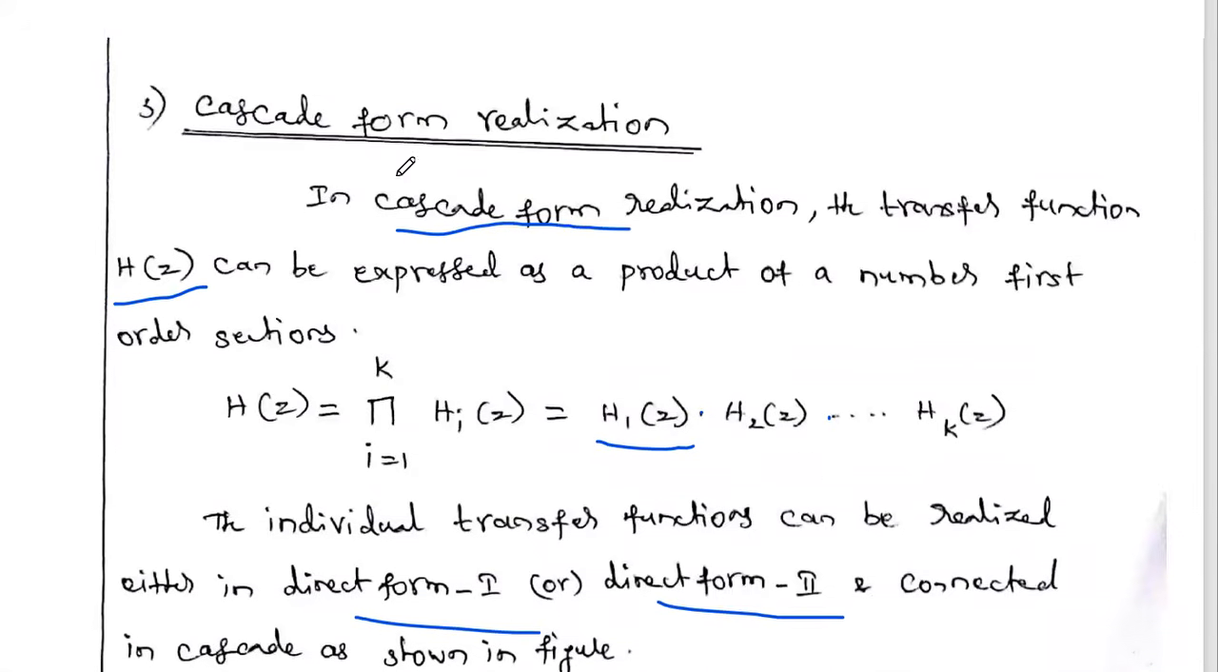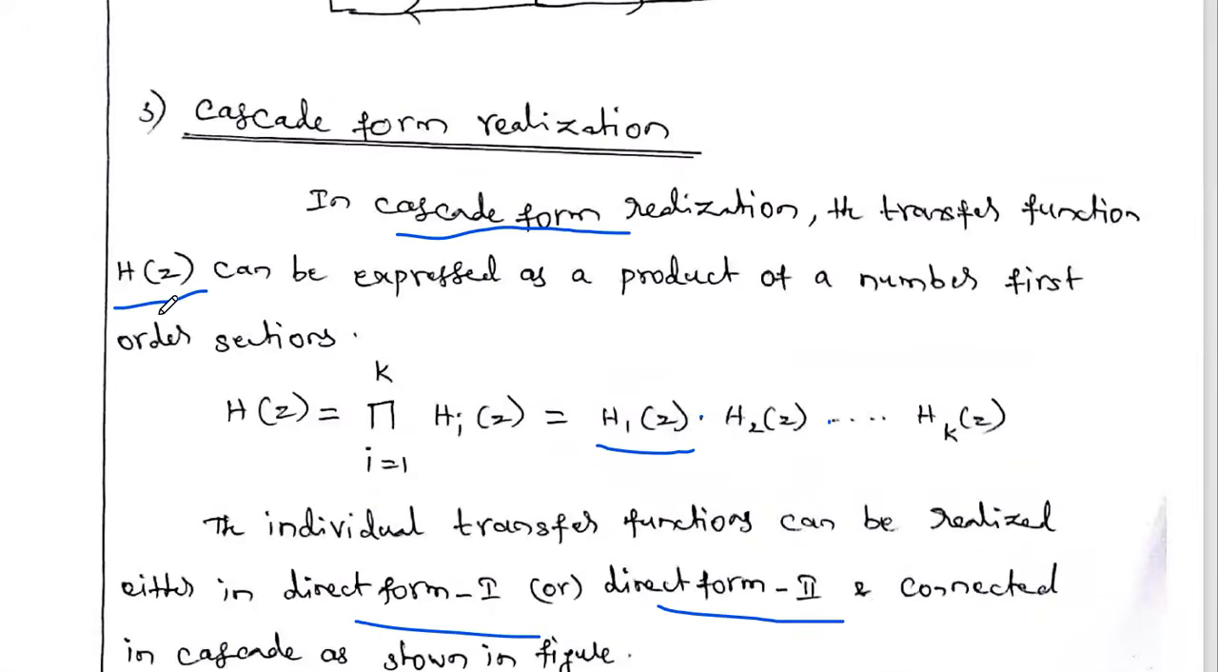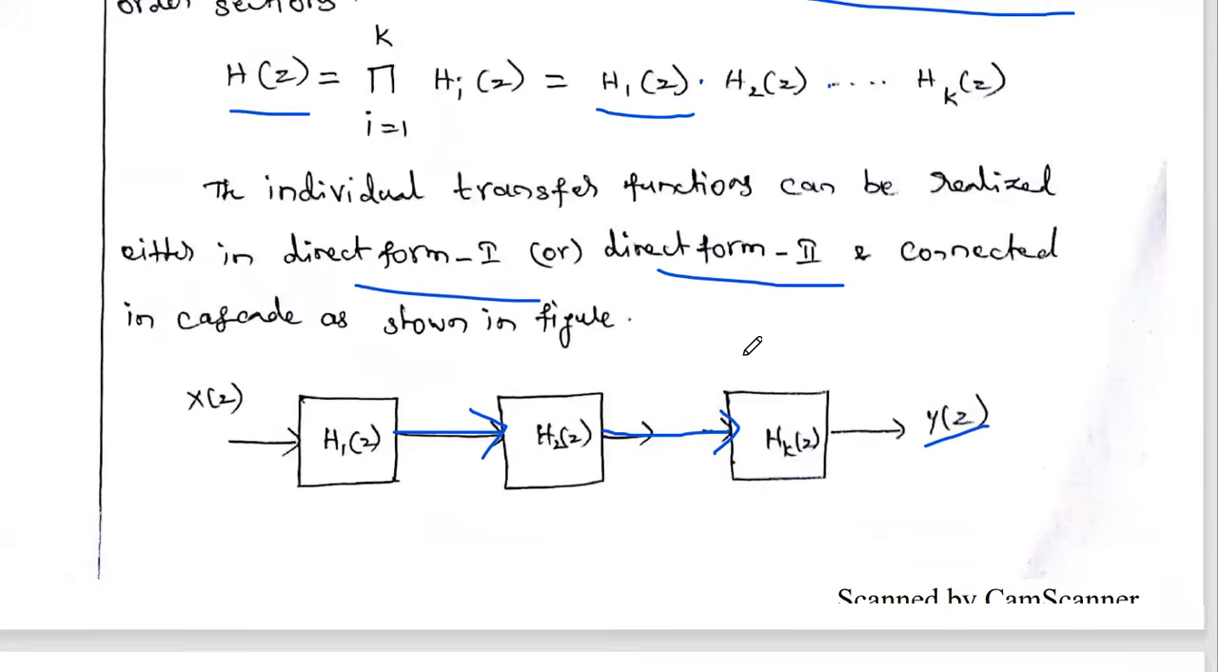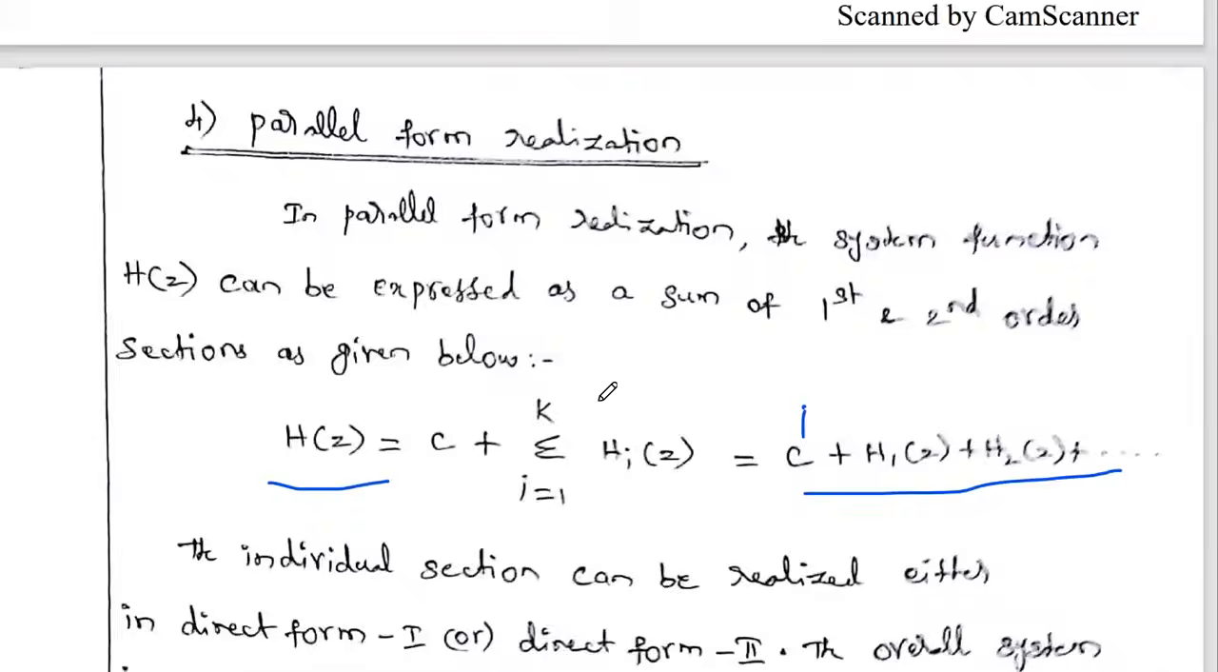In cascade form realization, the transfer function H(z) can be split as a product of a number of first order sections. That is, H(z) can be split as H1 times H2 times and so on. In the next step, each of H1, H2 we have to realize separately in direct form 2. And finally, we have to connect all the diagrams in cascade, like this.